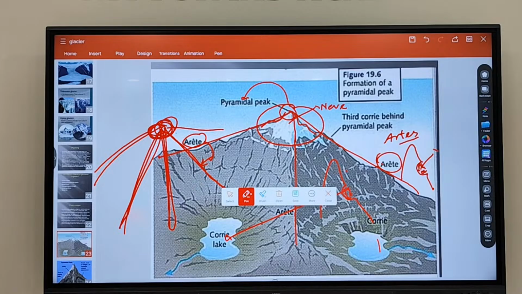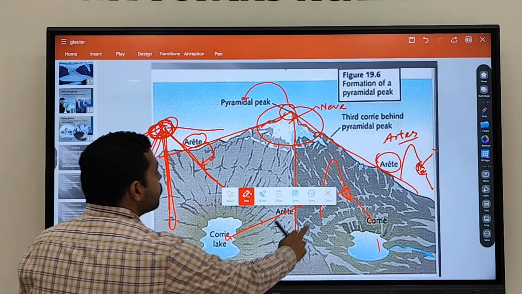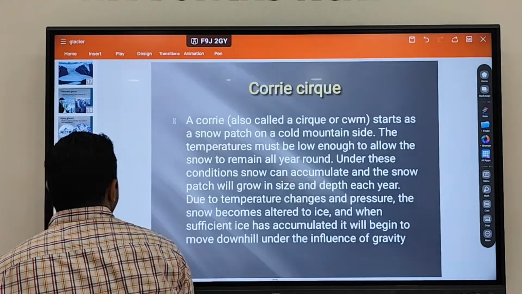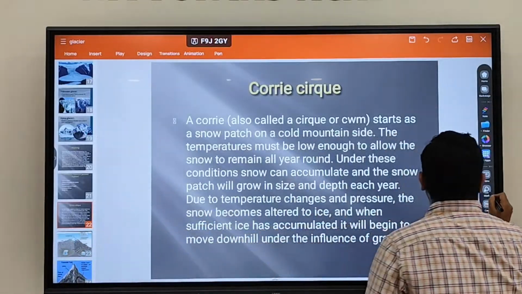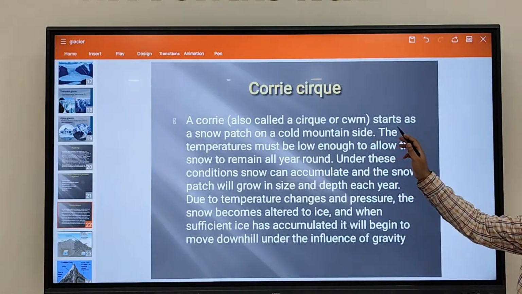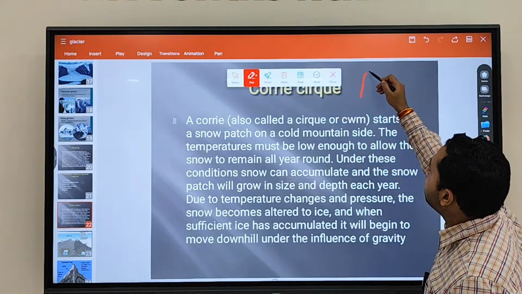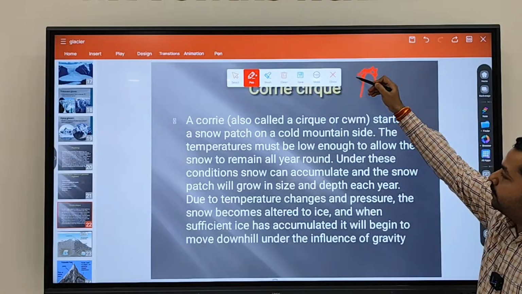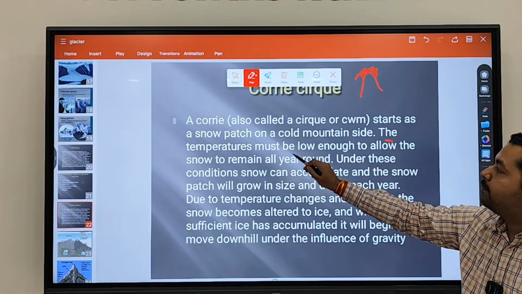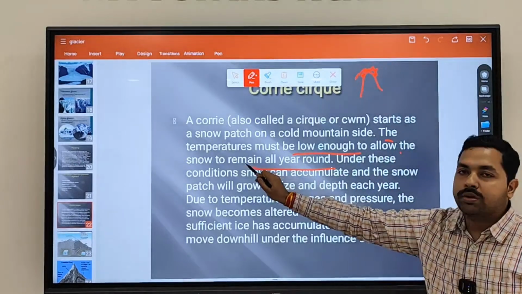So how do you define this Kori or a Sirk? It is written as a Kori or a Sirk starts as a snow patch on a cold mountain. So how is it starting? First, a snow patch will form at the cold mountain. The temperature must be low enough to allow the snow to remain all the years.